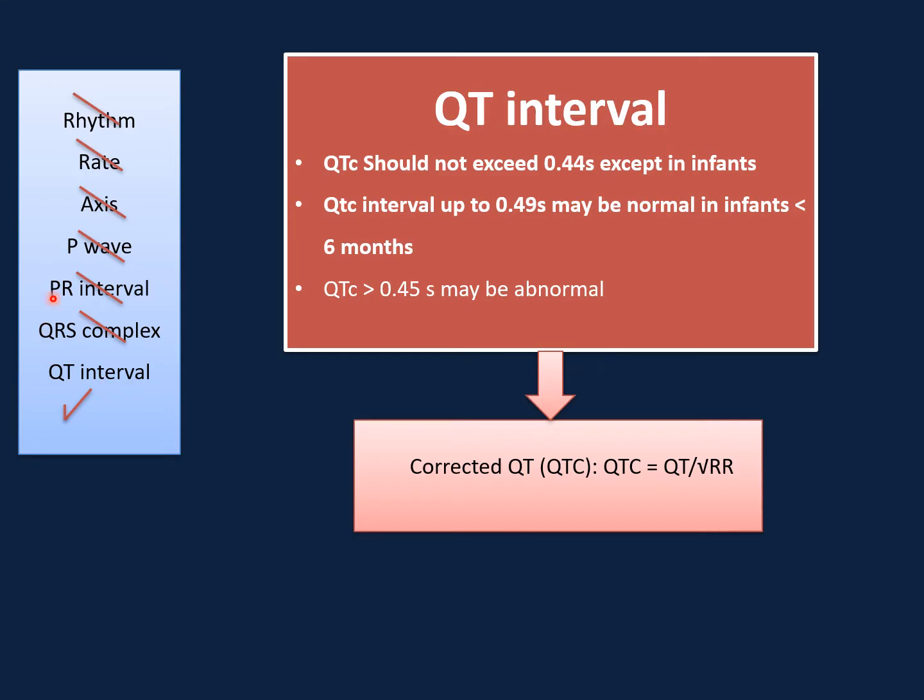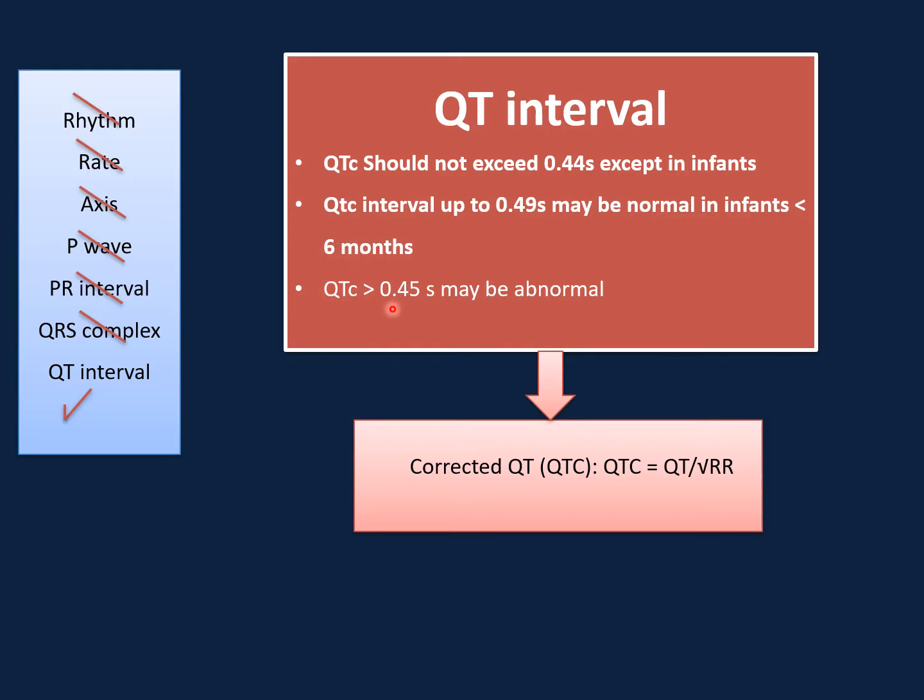After rhythm, rate, axis, P wave, PR interval, and QRS complex, now we need to measure the QT interval. Two intervals are very important to measure in the ECG: the PR interval and the QT interval. QT interval varies according to age and heart rate. So it is very important to consider the age and to correct for heart rate. The corrected QT interval should not exceed 0.44 seconds except in infants. QT interval corrected up to 0.49 seconds may be normal in infants less than 6 months.